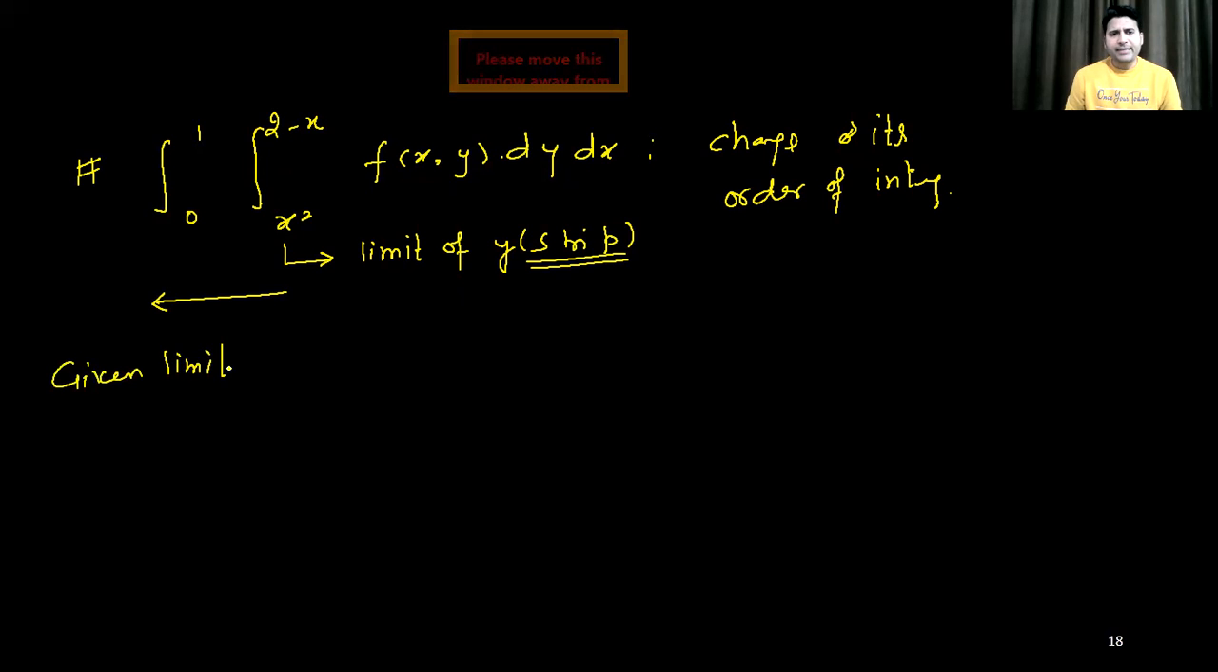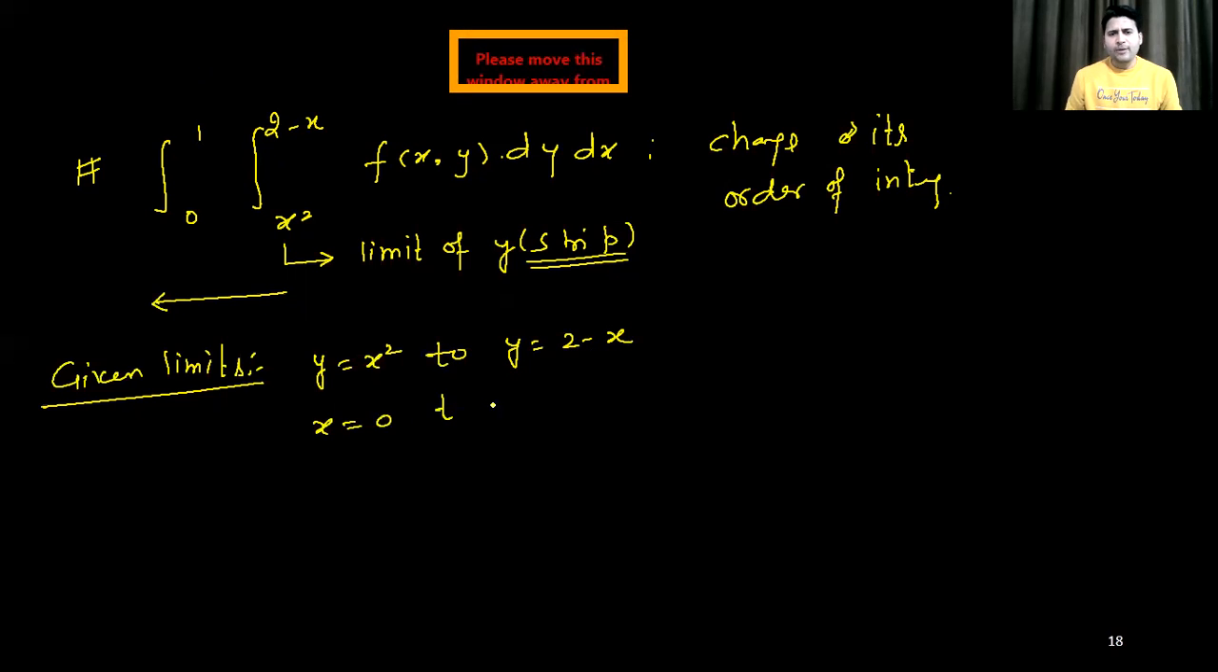The given limits that we are having are, this is the limit of y. So y is equal to x square to y is equal to 2 minus x, and x equal to 0 to x equal to 1. With the help of these limits, we are going to draw the region of integration. Let us see.